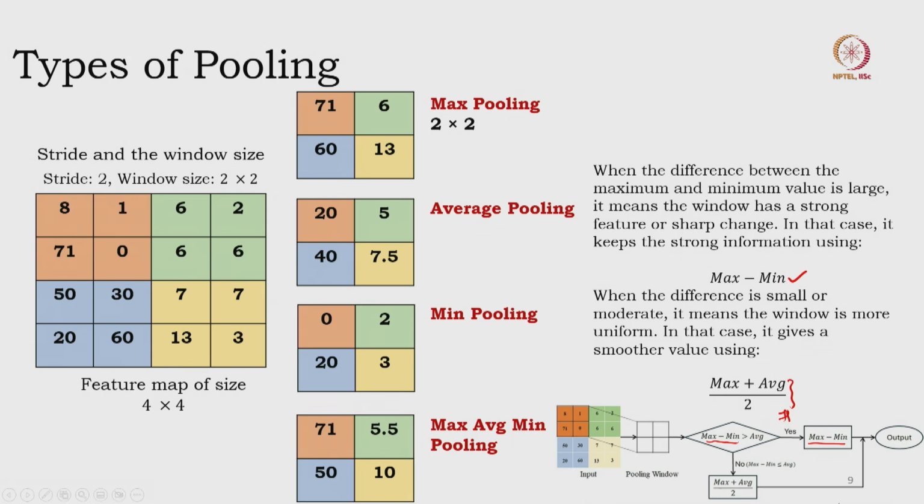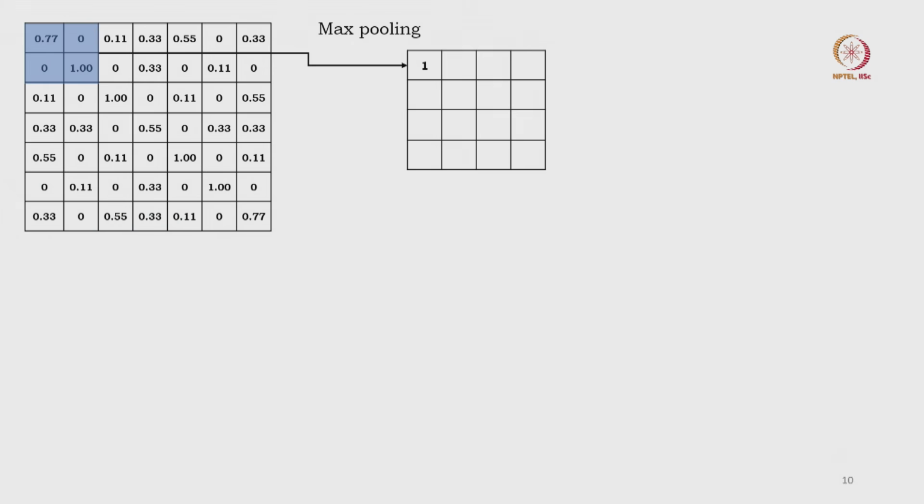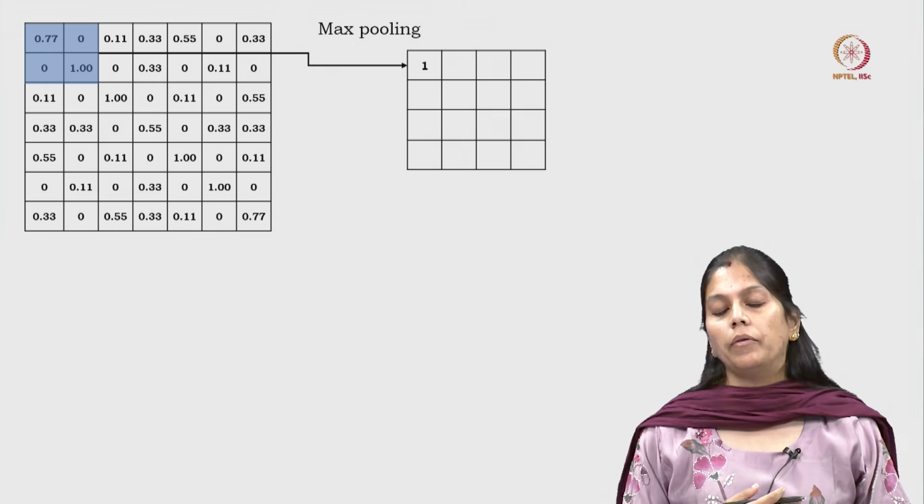So this is one of the pooling methods which I have come across in one of the research papers. So I thought we can discuss that here. So max average minimum pooling. Then let's go back to the same example where we had stopped.